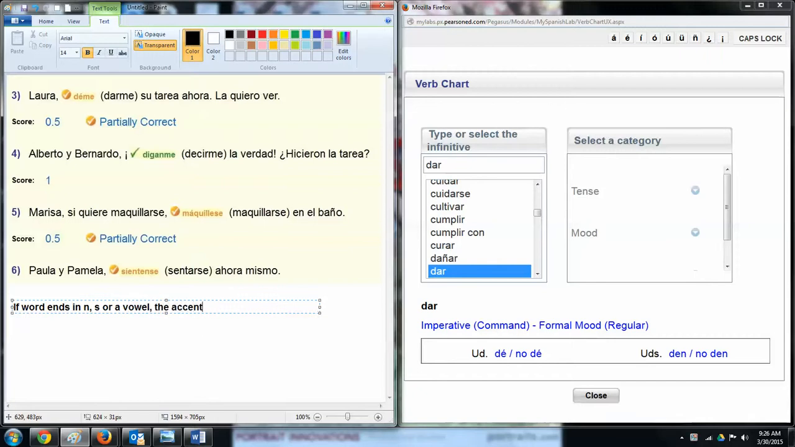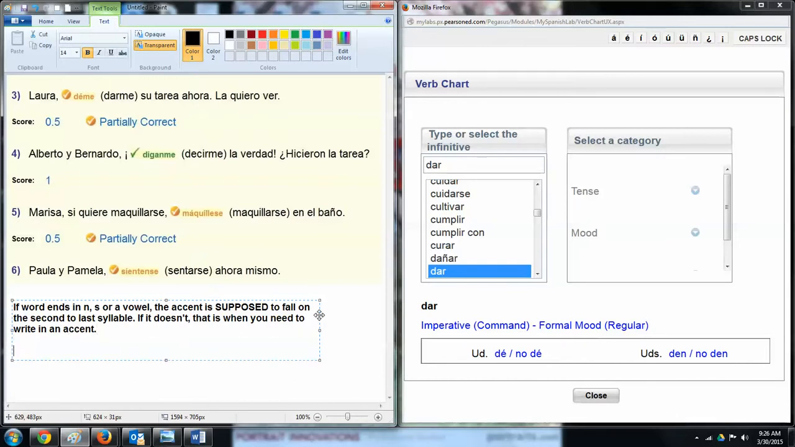the accent is, and I'm going to do this in caps, supposed to fall on the second to last syllable. If it doesn't, that is when you need to write in an accent.